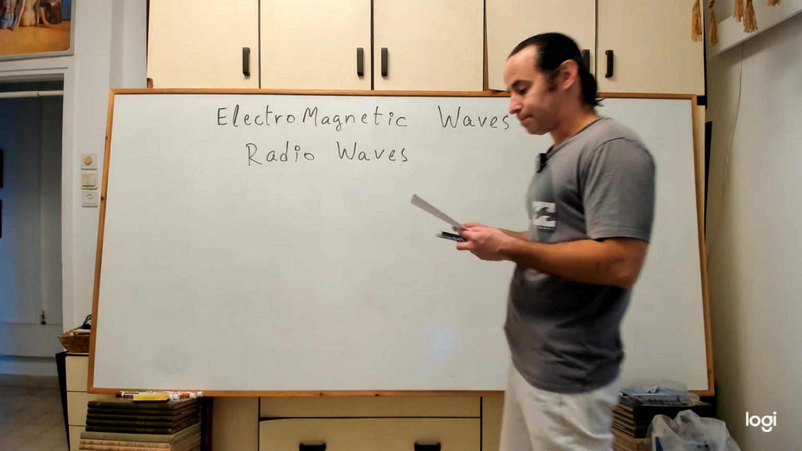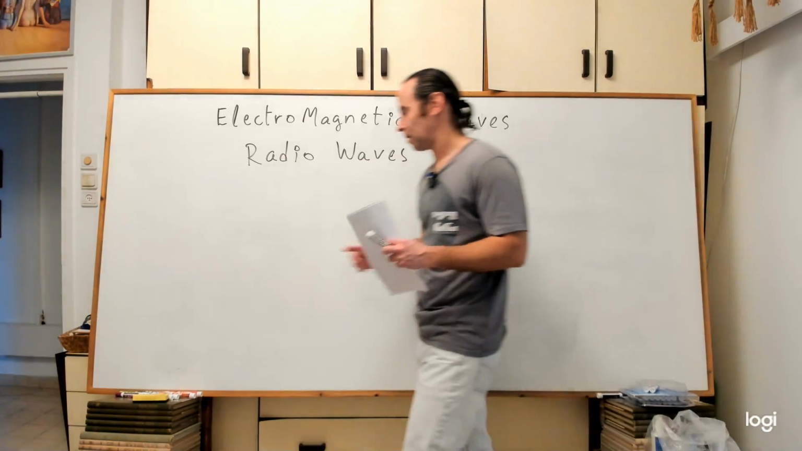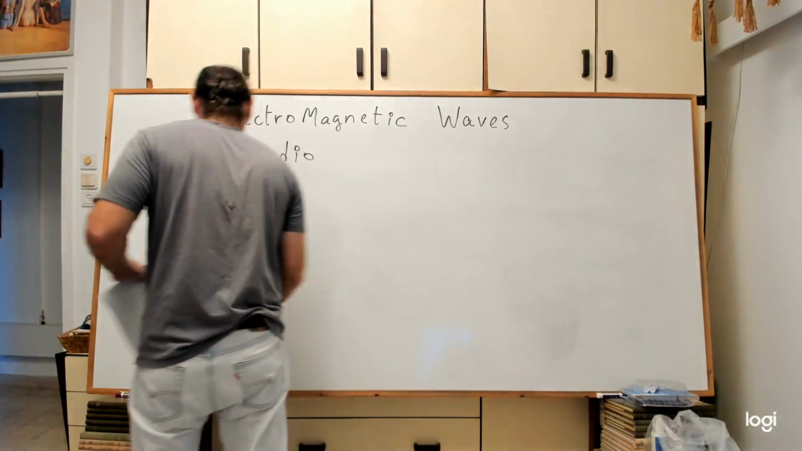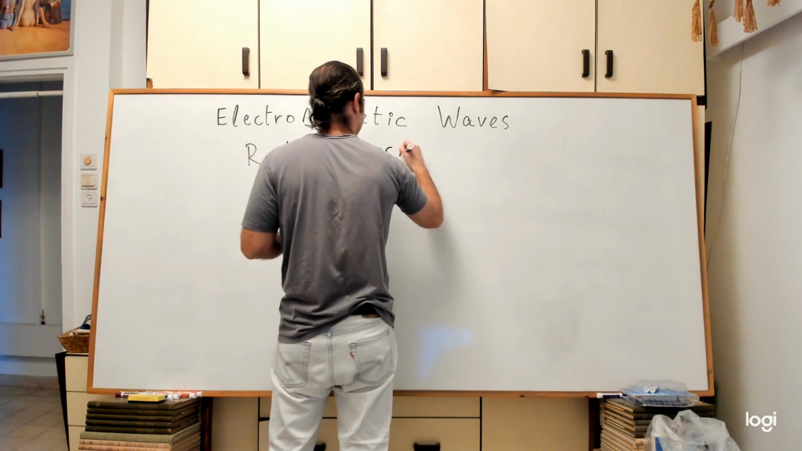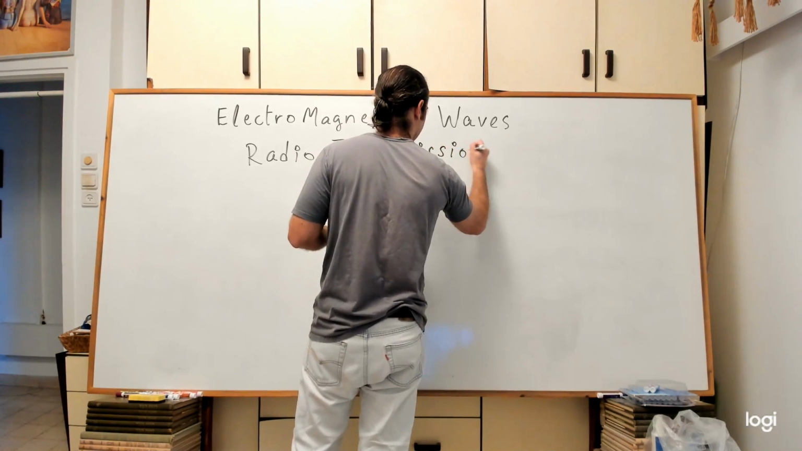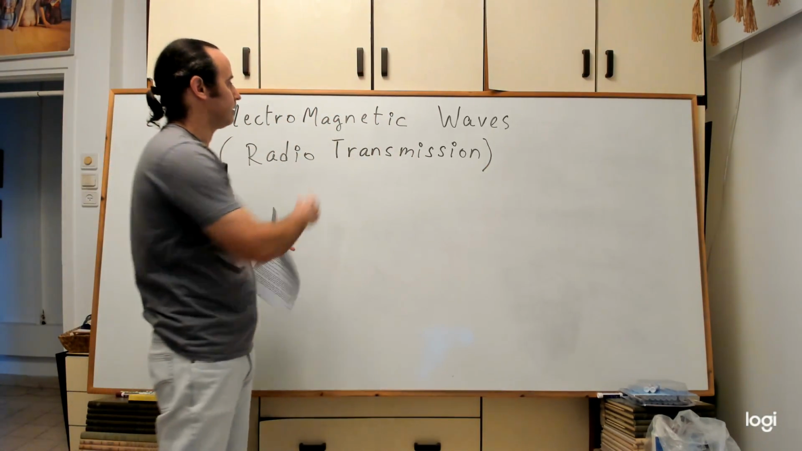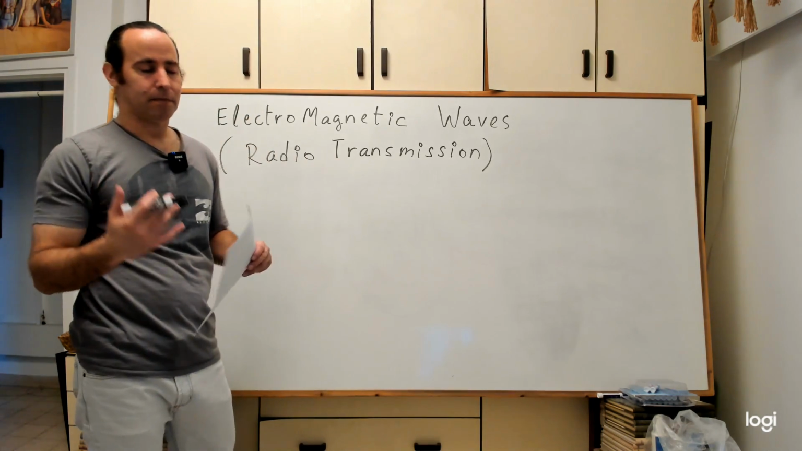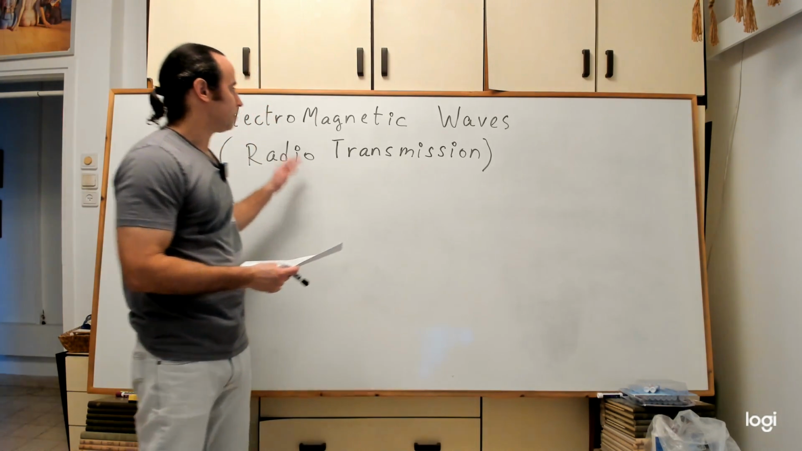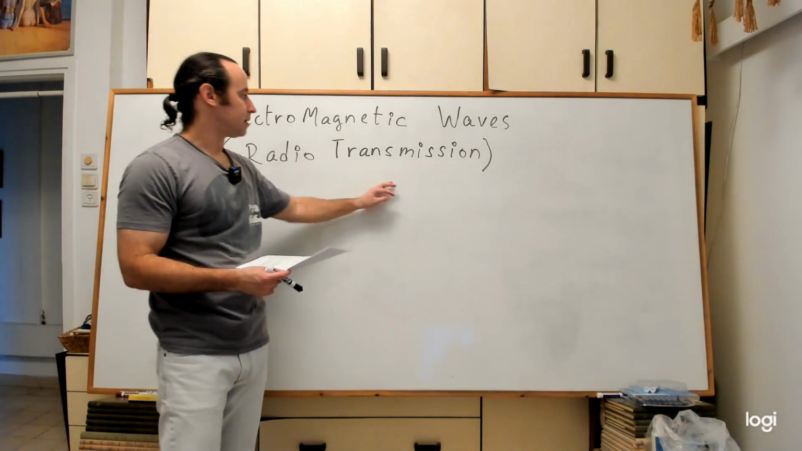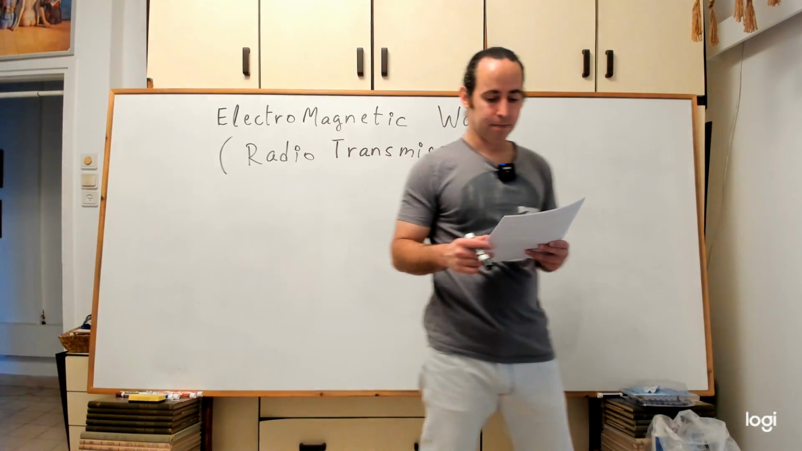Sorry. Now, let's think about electromagnetic waves, radio transmission, for example. Okay, let's write radio transmission. Of course, light is also an electromagnetic wave, and gamma waves, and infrared, and X-rays, many kinds of electromagnetic waves, but we are talking now for simplicity about radio transmission. Our example would be a radio transmission.